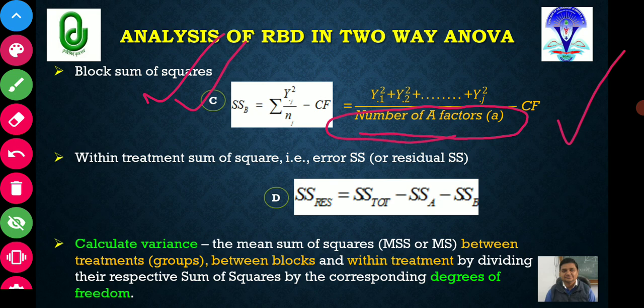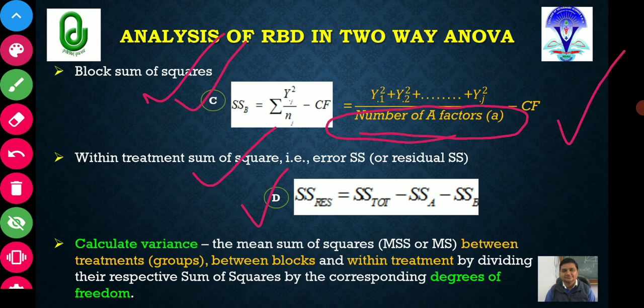Now you got the sum of squares for both the factors, factor A and factor B. Now it is time to get the sum of squares due to error, also called the within treatment sum of squares or residual sum of squares. So how will you get it? The residual sum of squares is equal to the sum of squares due to total, minus the sum of squares due to factor A, minus the sum of squares due to factor B. In this way you got the error sum of squares, and it is denoted by D.